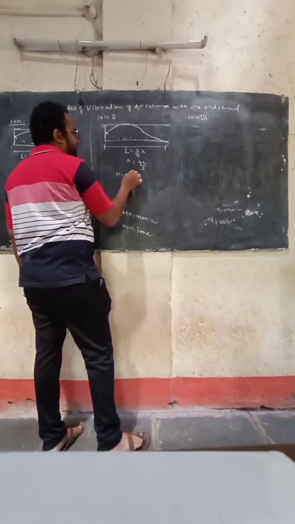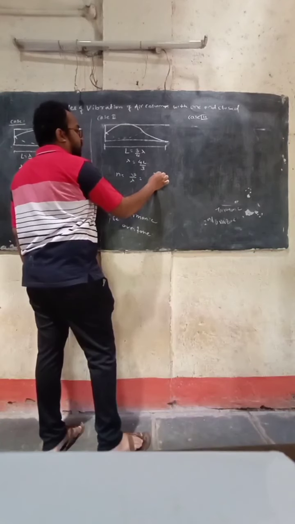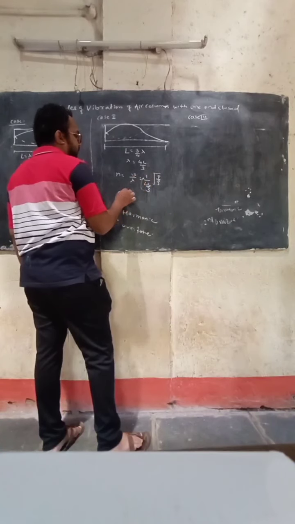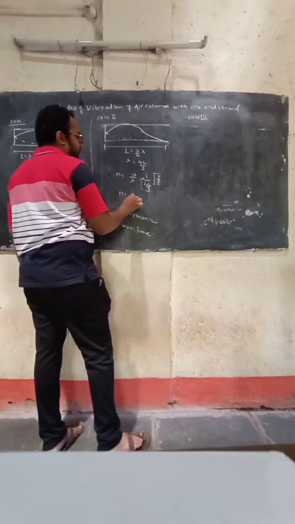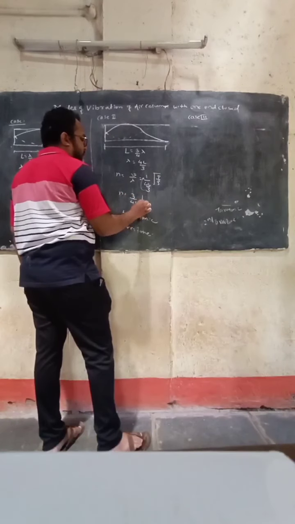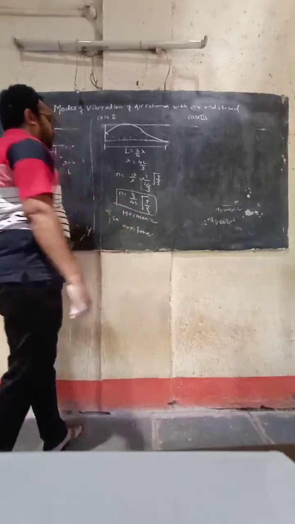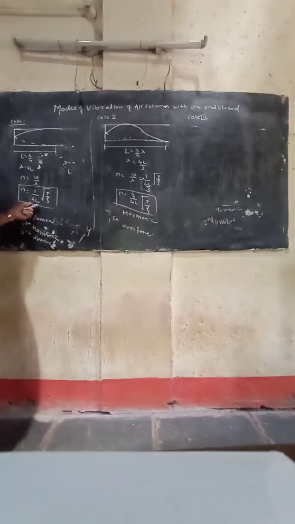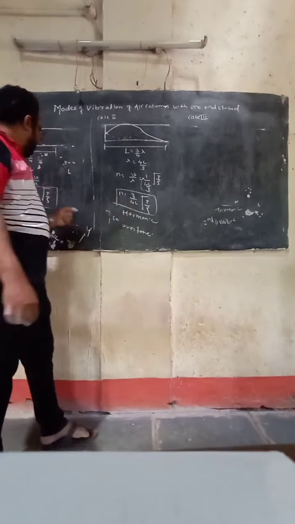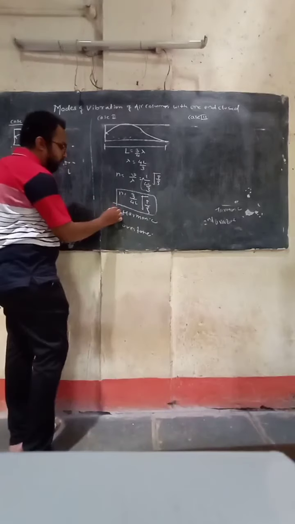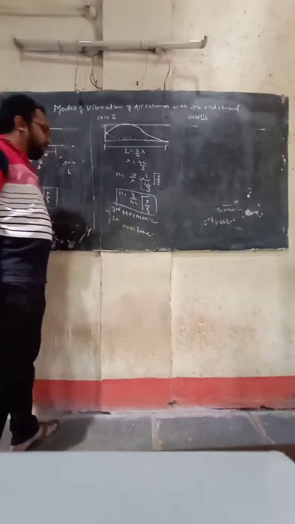So frequency is equal to velocity upon lambda. Velocity is under root P by rho and lambda is 4L by 3. So when this 3 goes to numerator, it will be 3 upon 4L under root P by rho. Now tell me, here it is 4L, here also 4L, but there it is 1, and here in the numerator it is 3, so this is called third harmonic.